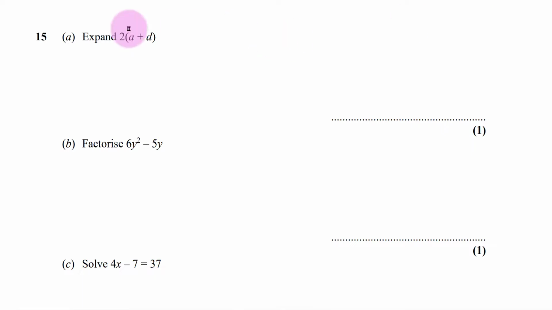Okay, keyword here is expand. That means get it out of the bracket. So we know we multiply here. So that gives us 2a times 2d, and there's a plus, so it's plus 2d.